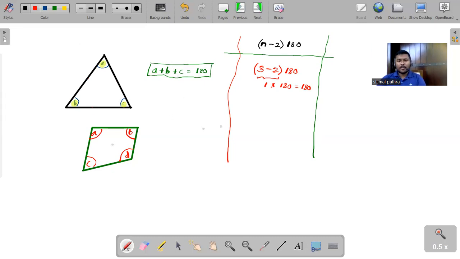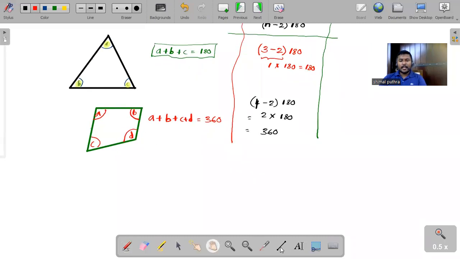Let's come to a 4-sided polygon. So how many sides are there? 1, 2, 3, 4. So n is equal to 4. 4 minus 2 into 180. 4 minus 2 is 2, into 180. That is just equal to 360. So if you want to find the sum of A, B, C, D, you can just say this is equal to 360.